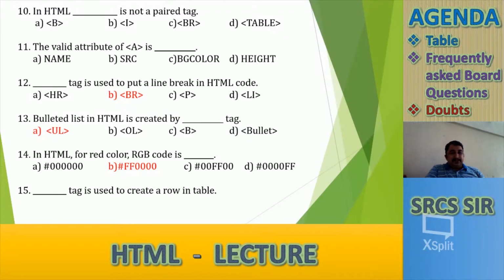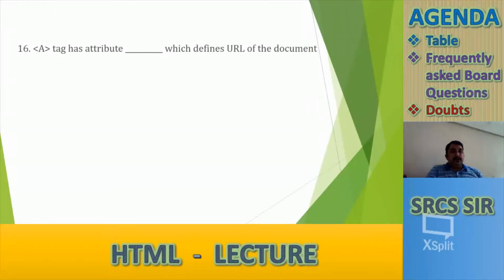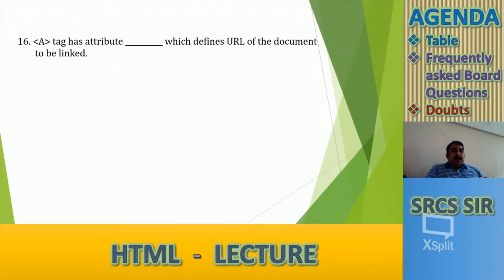Now next question is dash tag is used to create a row in a table. Very good. TR is a tag which we are using in our table tag to create a table row. Now the next question, anchor tag has an attribute which defines URL of the document to be linked. Href. Very good. Href is the correct answer.